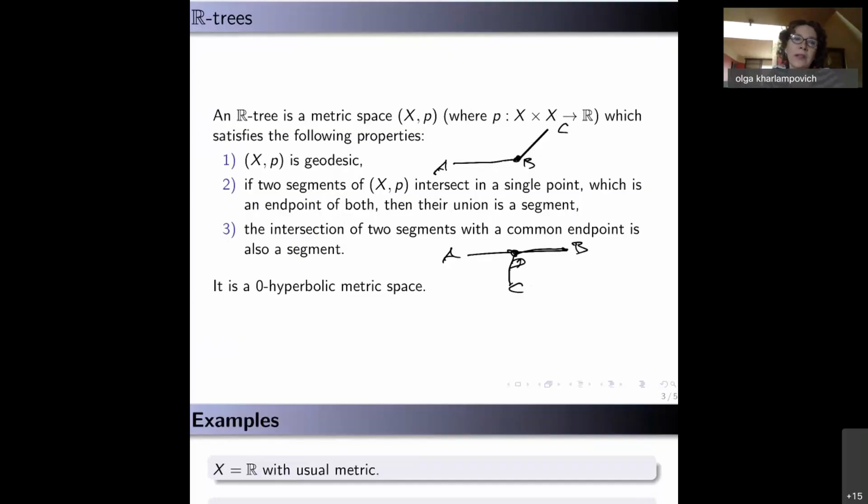So again, if you know what a hyperbolic metric space is, one can think about R-trees as zero-hyperbolic metric spaces. If you have a geodesic triangle between A, B, and C in this space, then they are tripods. Geodesic triangles are tripods. Now let me give you examples of R-trees.